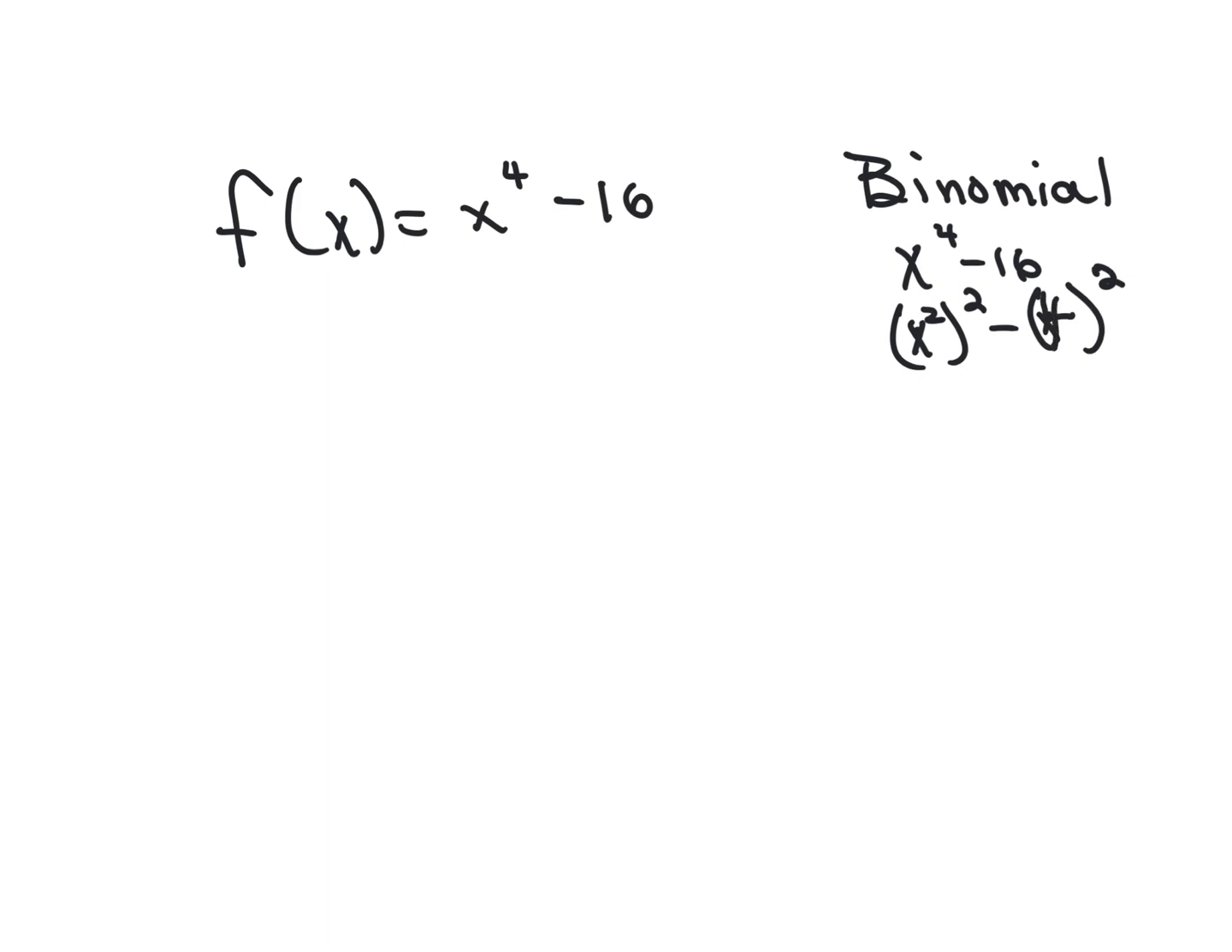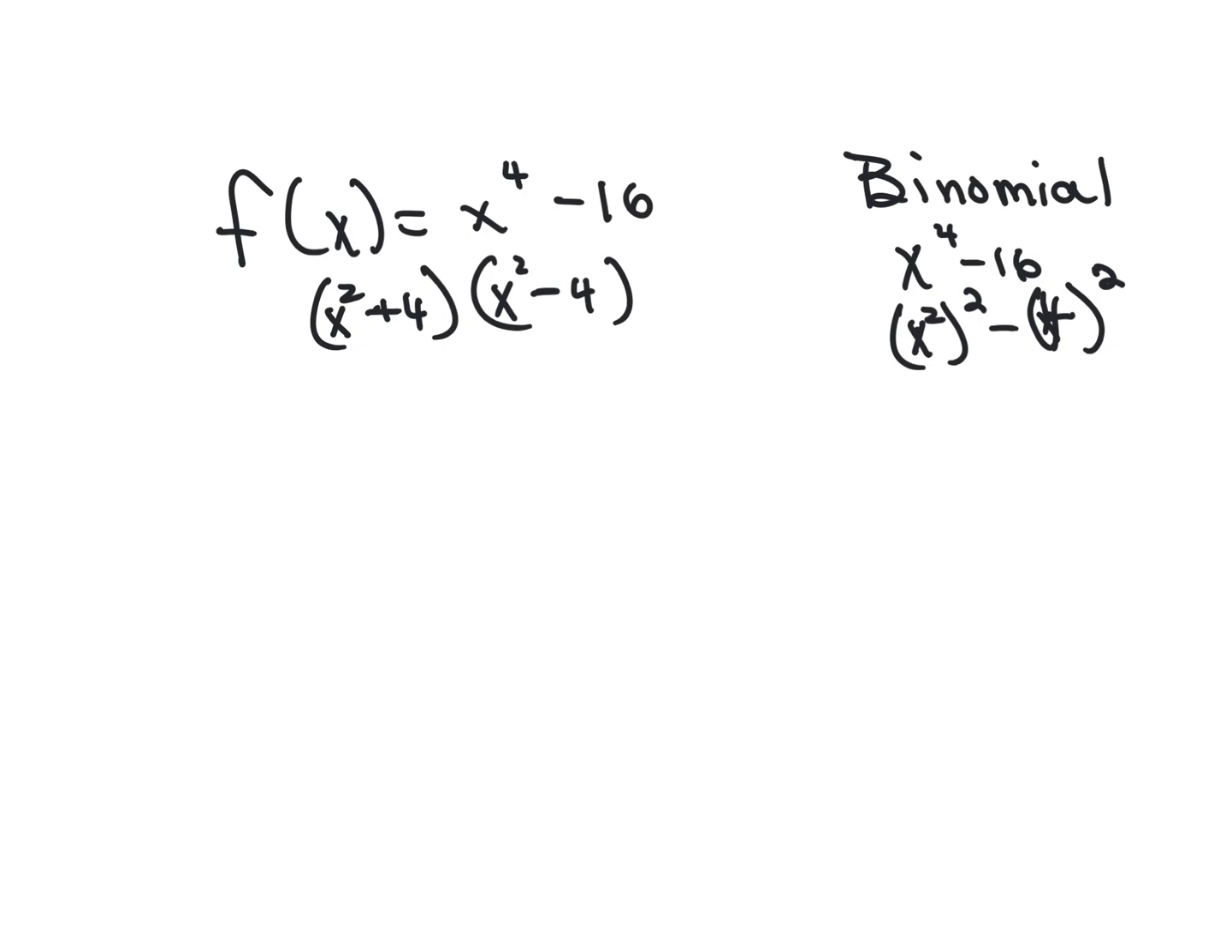So what we're going to do at that point is go ahead and take that particular part and factor using a difference of squares. We know that since it is a difference of squares, it can be factored as a sum and a difference. And the sum would be x squared plus 4, and the difference would be x squared minus 4.